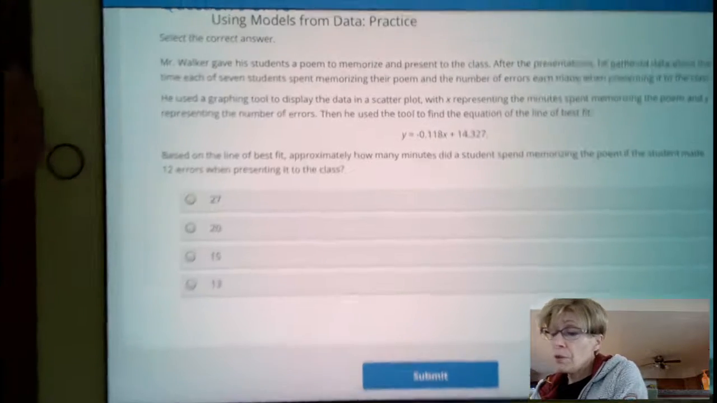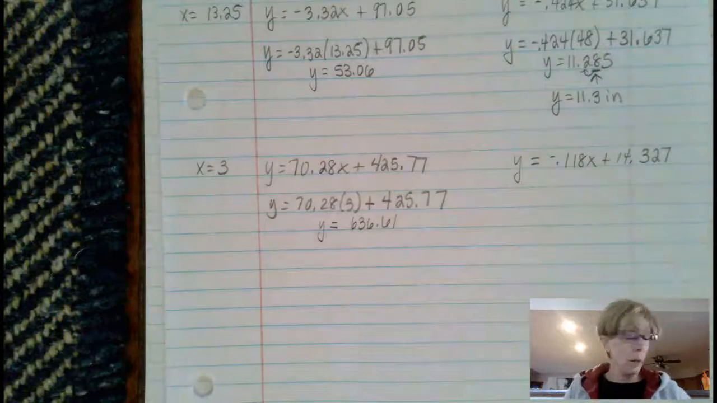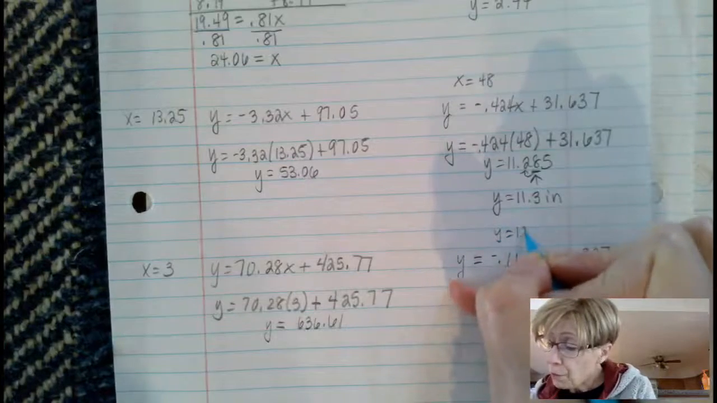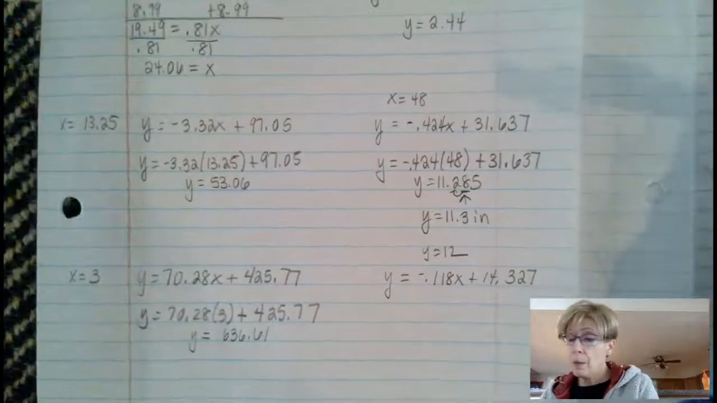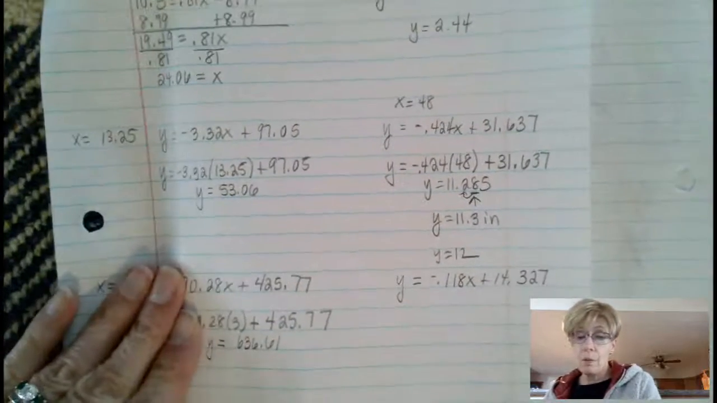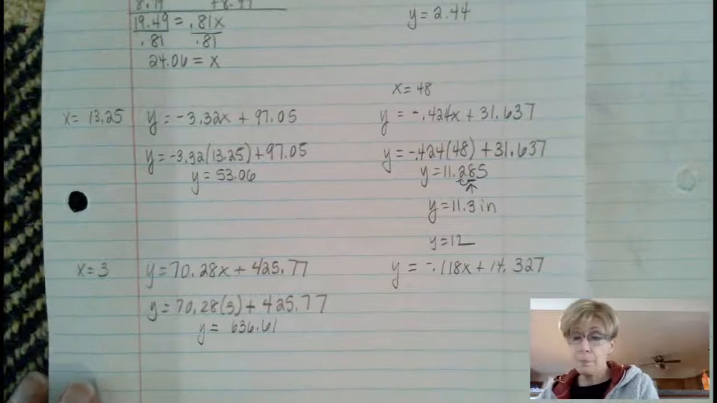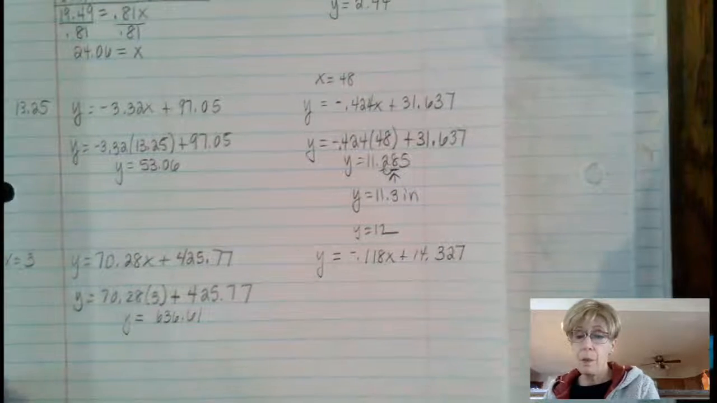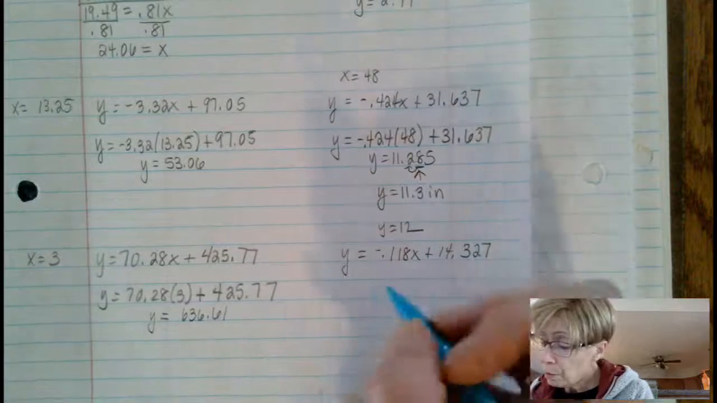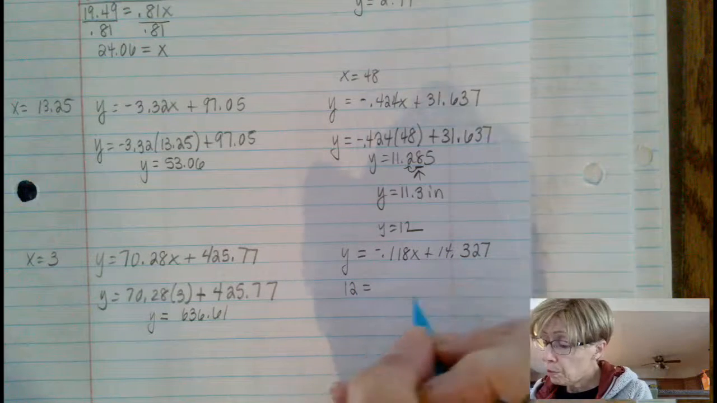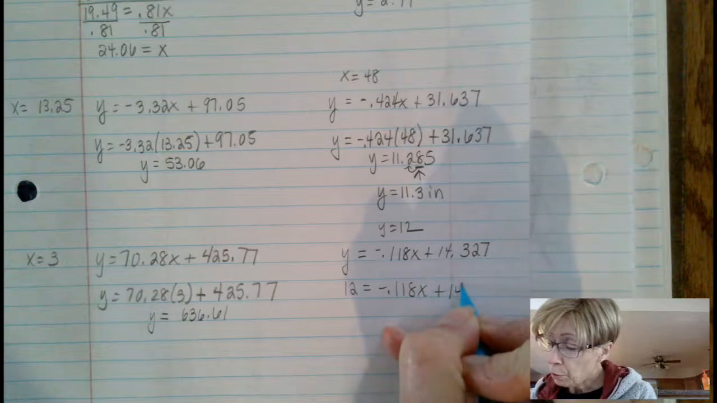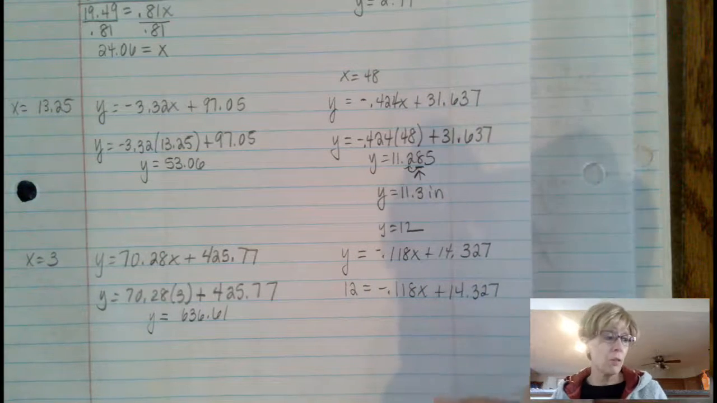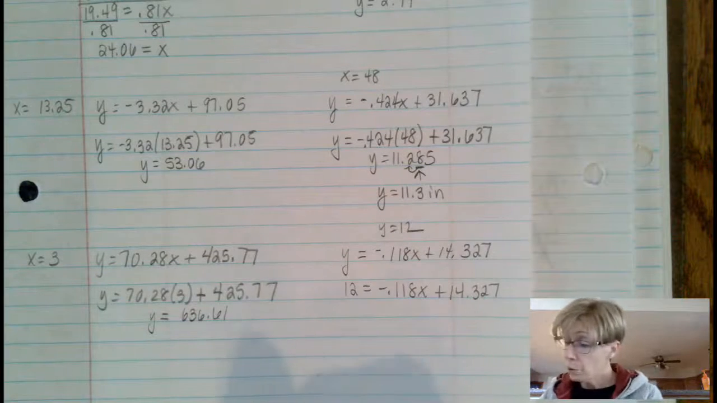And then what needs to be done to x? To undo that, we're going to divide by negative 0.118. And when we divide, we end up with x approximately 19.7. And then if we go back and look at the problem one more time, it says based on the line of best fit, approximately how many minutes did the student spend memorizing the poem if the student made 12 errors? Well, we end up with about 20 minutes memorizing the poem.